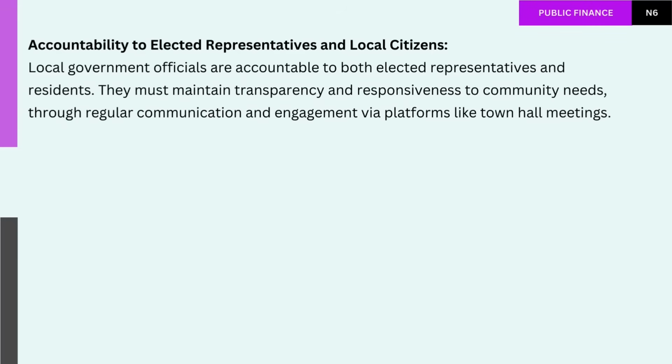2. Accountability to elected representatives and local citizens. Local government officials are accountable to both elected representatives and residents. They must maintain transparency and responsiveness to community needs through regular communication and engagement via platforms like town hall meetings.